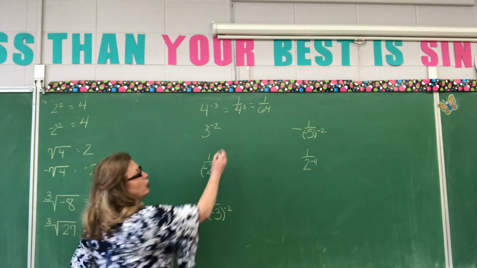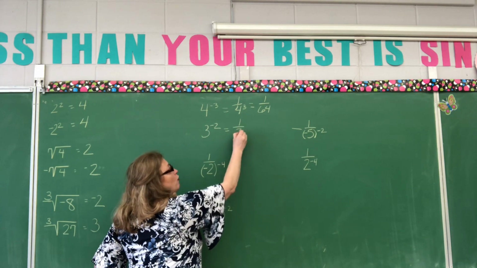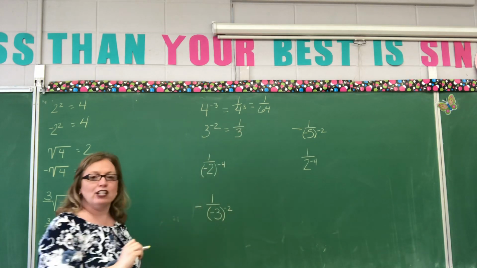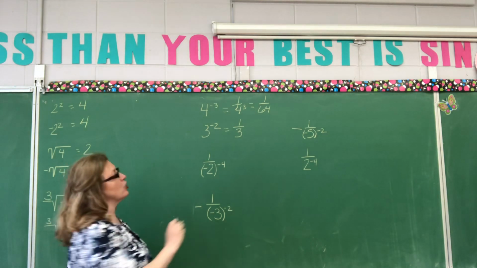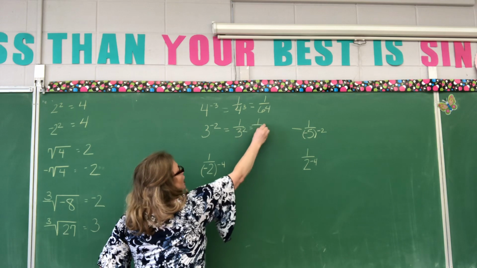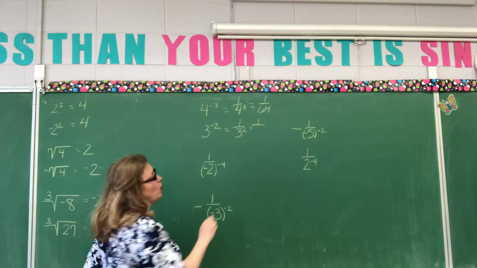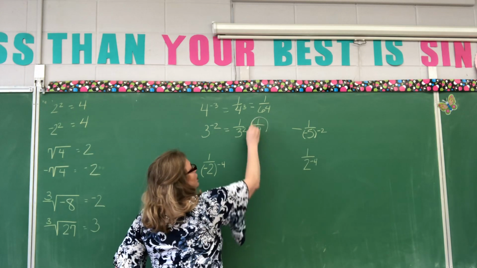Okay, hopefully you said, first I use a reciprocal and I put 1 over 3. Then I change the sign of my exponent from a negative 2 to a positive 2. And then you solved your problem. 1 over 3 squared becomes 1/9.